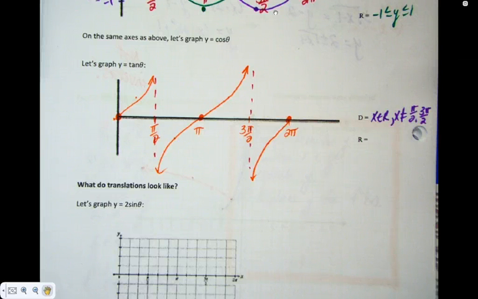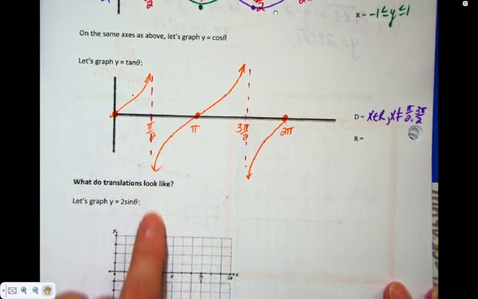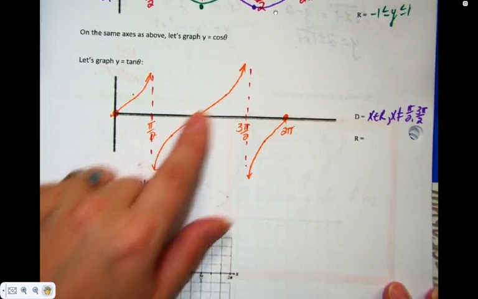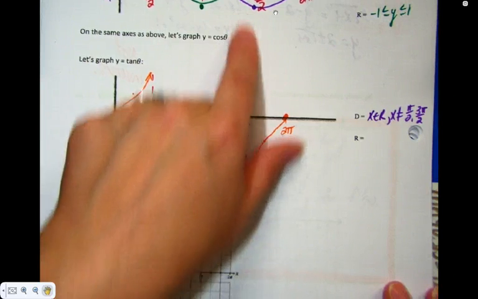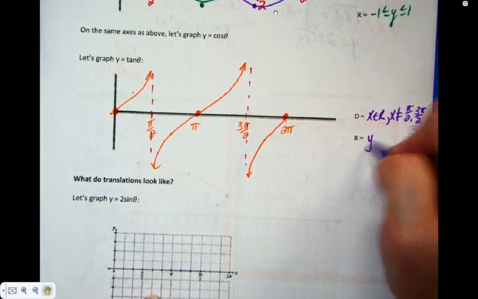What about the range? So look down. What does this arrow mean when it's approaching this asymptote here? Well, it's going to keep going down forever and ever and ever. What does the arrow mean up here? It's going to go up forever and ever and ever. So what does the range have to be? y ∈ R.